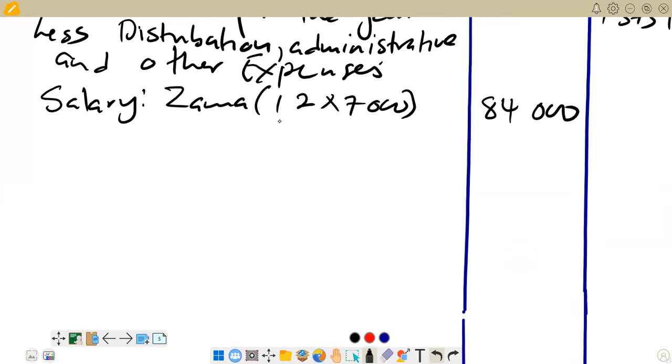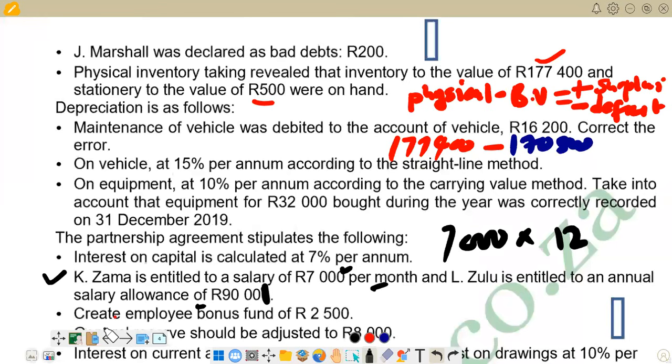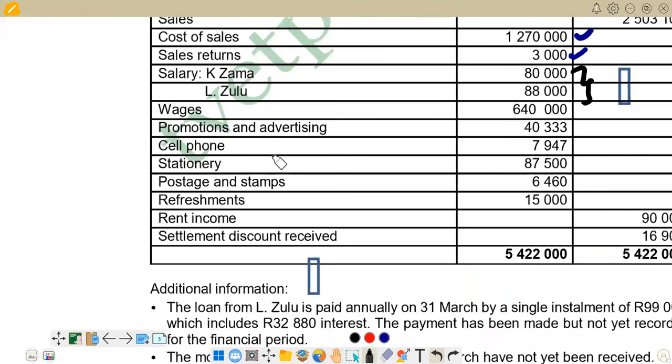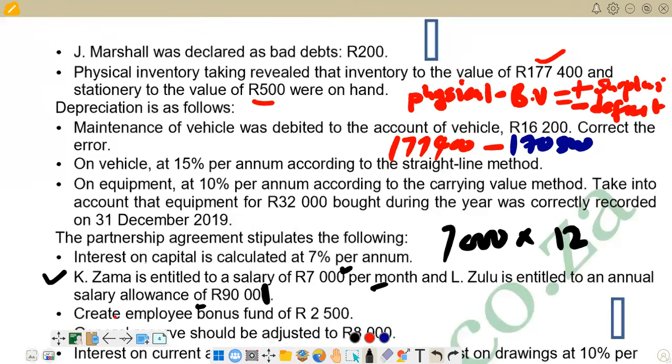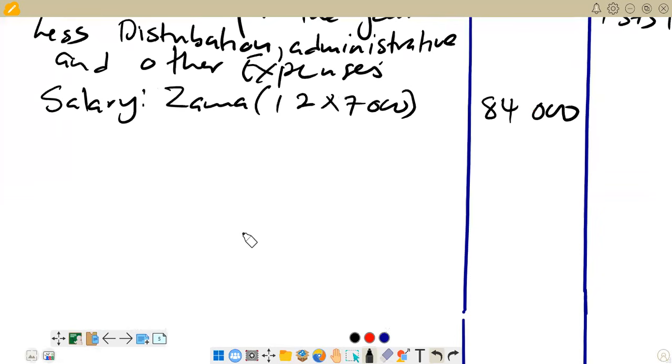Then beneath that, we check what other expenses we are given in the trial balance. We are on salary, now we go to wages. We have wages, which is 640,000. So here we have our wages. It's an expense again, and we've got 640,000.